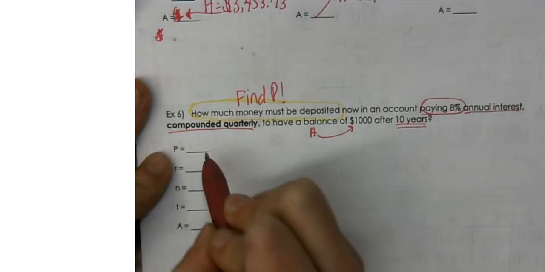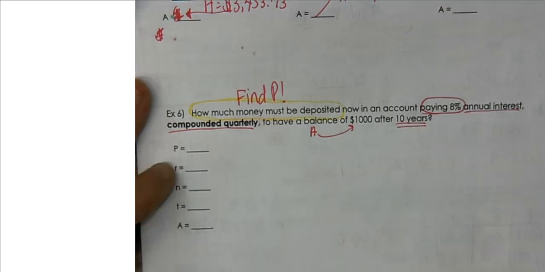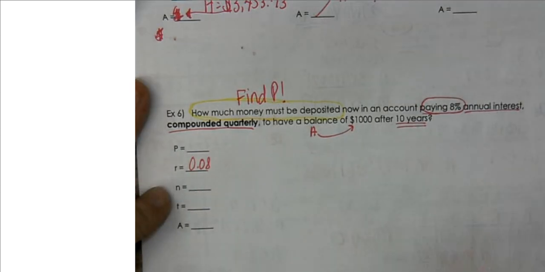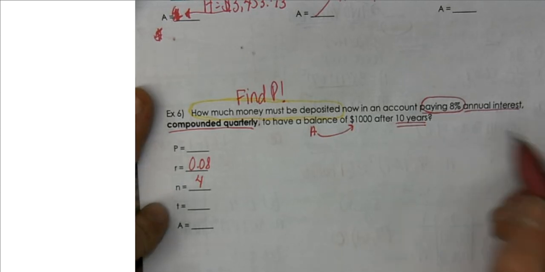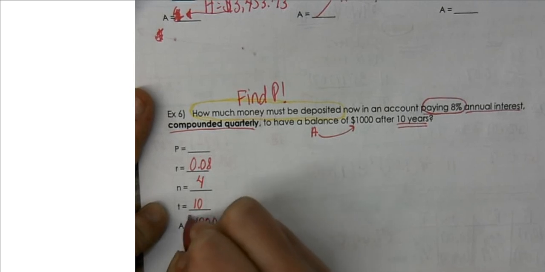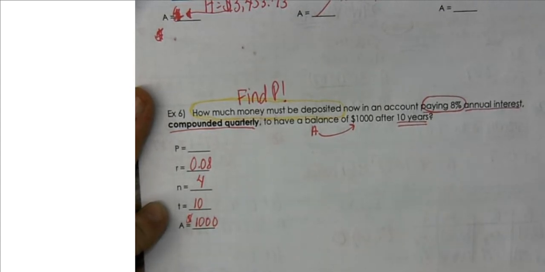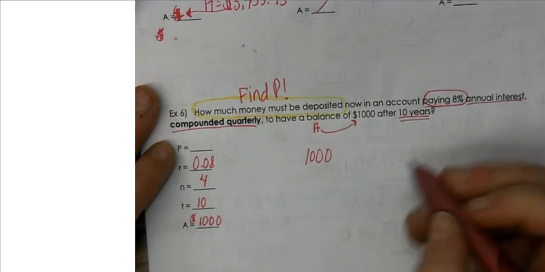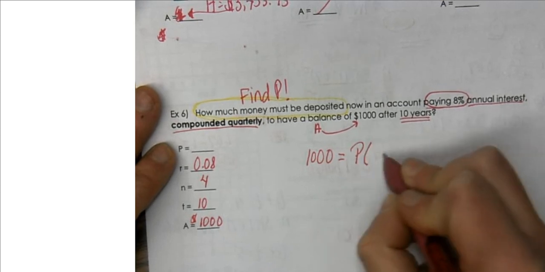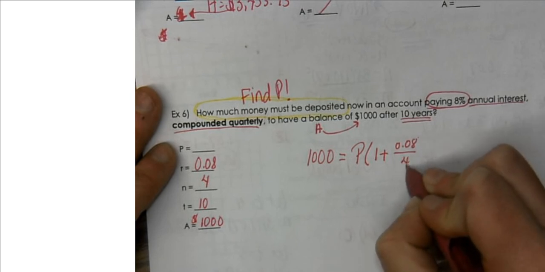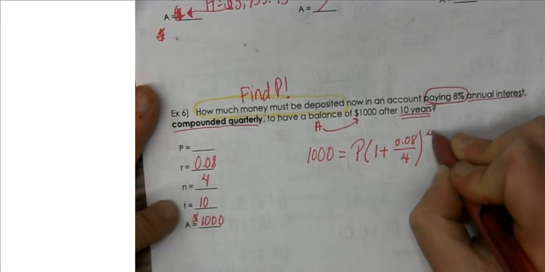So we need to find how much is deposited. So that's our P value. I don't know what that is. I do know my rate is 0.08. I do know that interest is quarterly, so therefore, compounded quarterly, so n equals 4. My time in this case is 10 years, and my final amount is $1,000 this time. So I need to find what P is, so I'm going to put all of these values directly into our formula. So I have 1,000 equals P times 1 plus 0.08 divided by 4 raised to the 4 times 10 power.